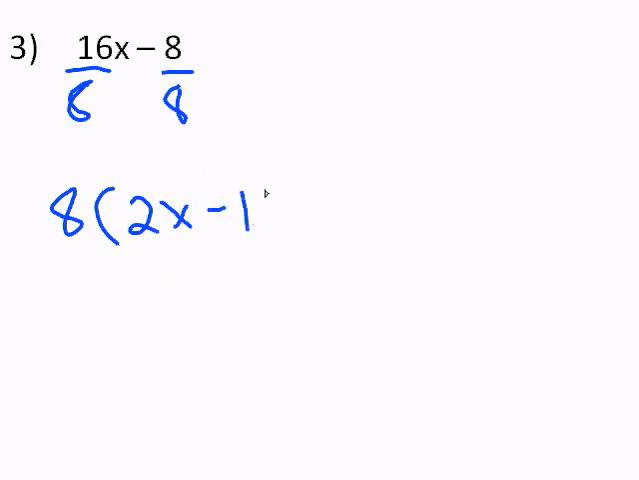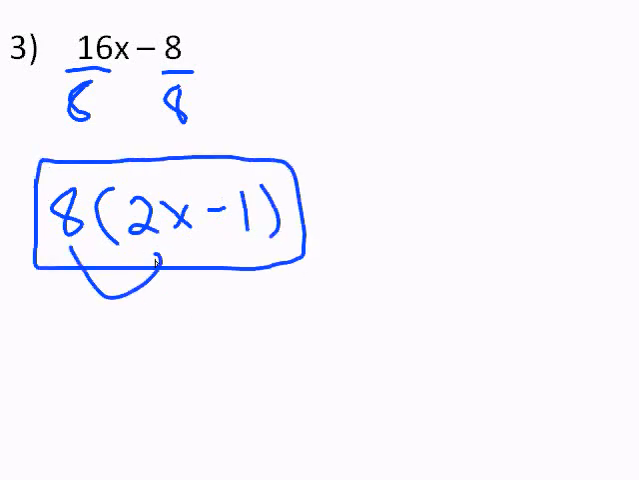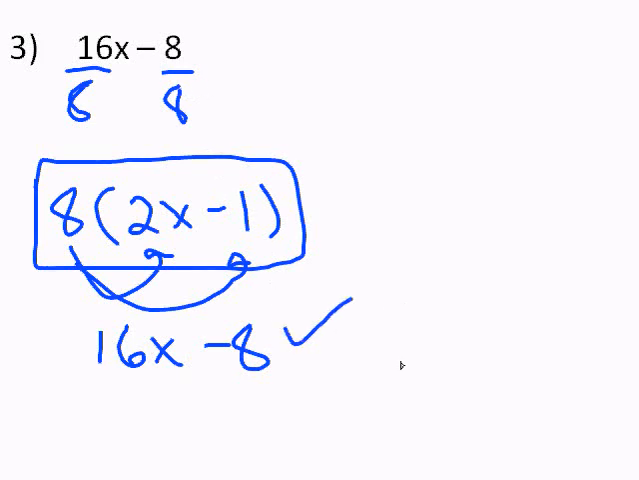So, right here we notice that we've got 16x minus 8, and the biggest thing they're both divisible by is 8. So we factor out the 8, and we're left with 2x minus 1, since 8 over 8 is 1. We can check our answer by distributing the 8 back into the parentheses. 8 times 2x is 16x. 8 times 1 is minus 8. So we get 16x minus 8, which is our original expression, so our answer does check out.